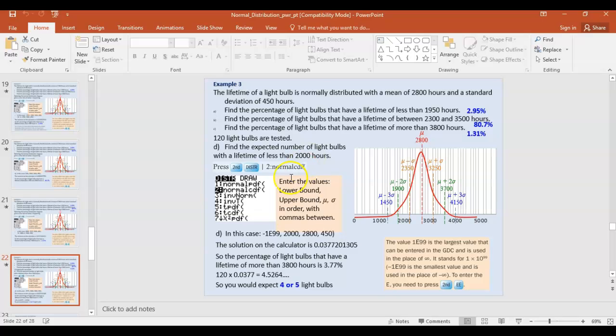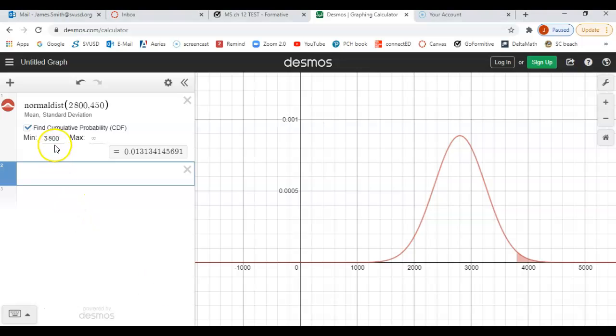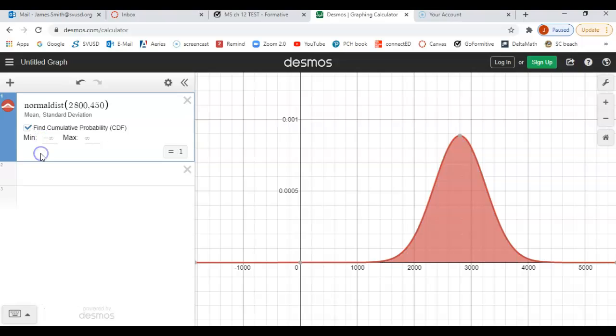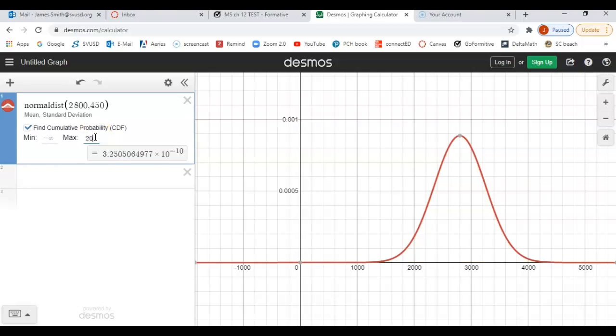Less than 2,000. So if I said less than 2,000, that means I'm here at 2,000, and I want everything below that shaded. Everything to the left. So in other words, the farthest left I can go is negative infinity. And again, that's automatic. My maximum is 2,000 because I want everything below 2,000. So here's what it does. It shades the area, just like we've already been doing.